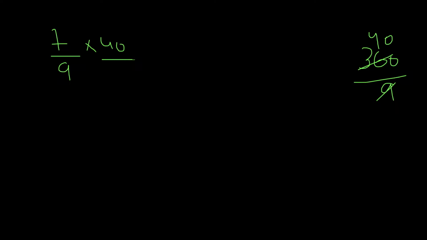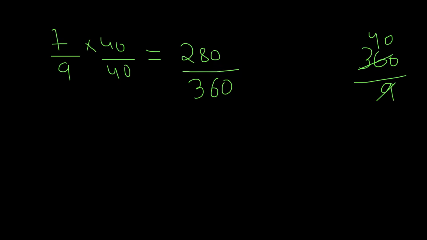Next is 7 upon 9. So how will you do it? Just divide 360 by 9. This will be 40. So you multiply the numerator with 40 and the denominator with 40 and you will get 280 upon 360. So children, you can do the rest of the fractions in the same way which I have discussed.